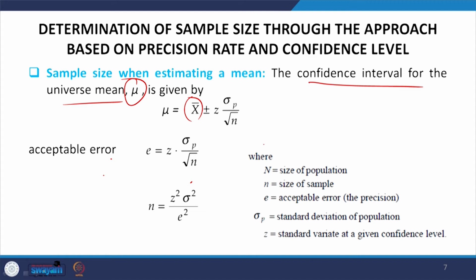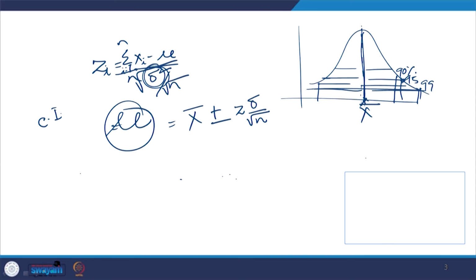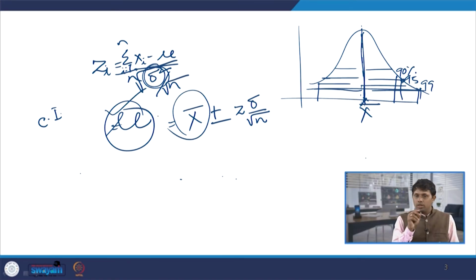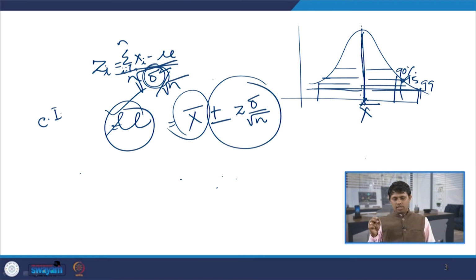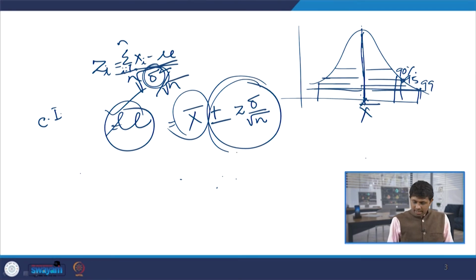So, now from here, if I flip the equation, what is the error here? Basically your population mean, or the universal mean, is centered around the sample mean, that is x bar, with an error of z times sigma times 1 upon the square root of n. So, this is the extent of error we have, the margin of error. The precision we are going to find out is through this.